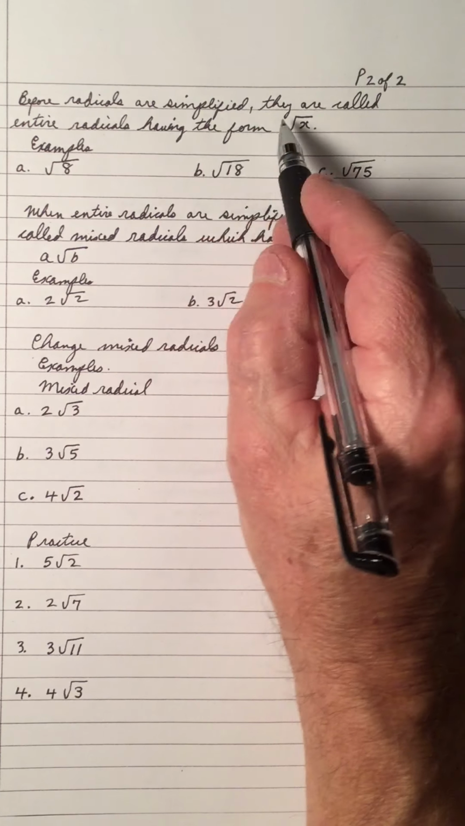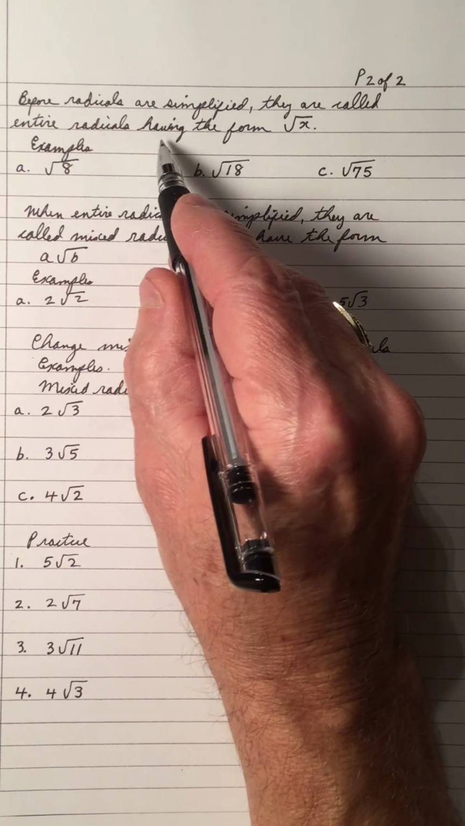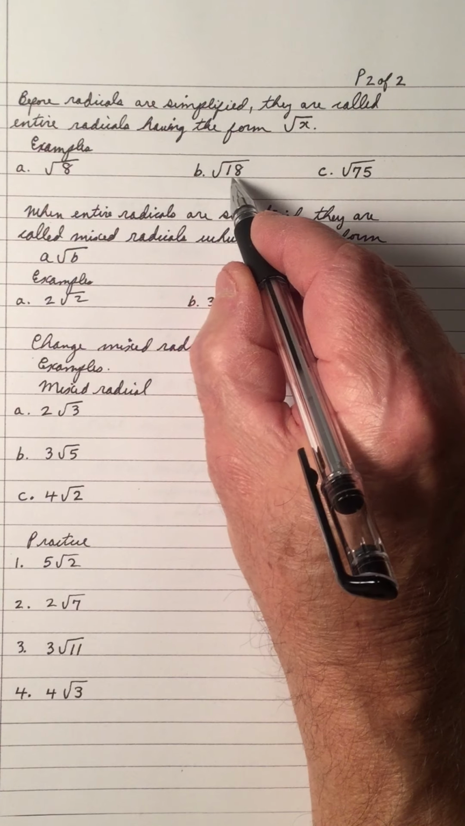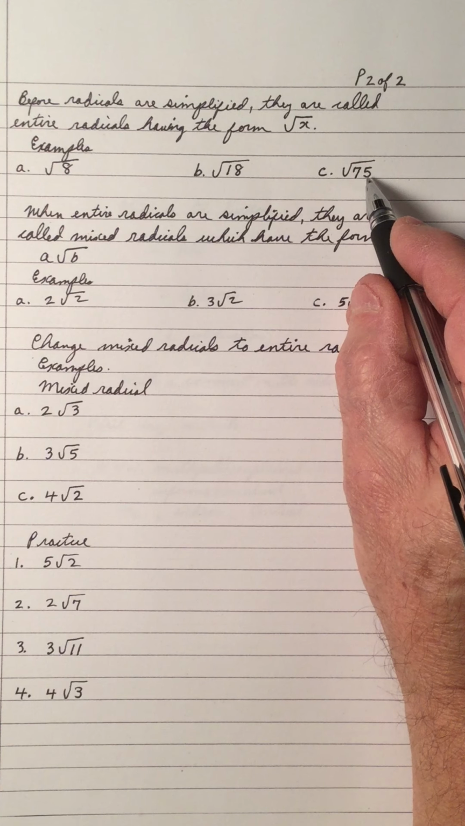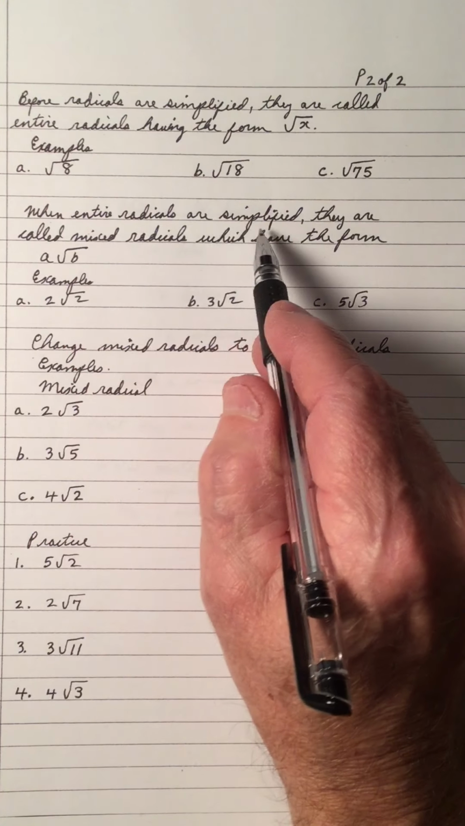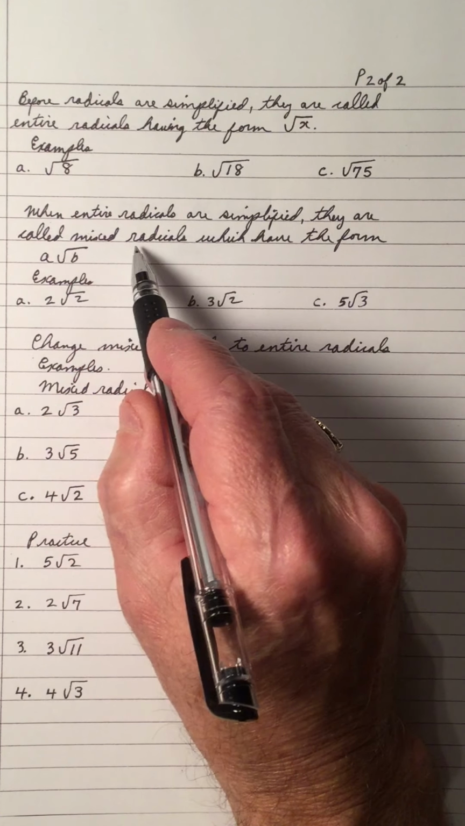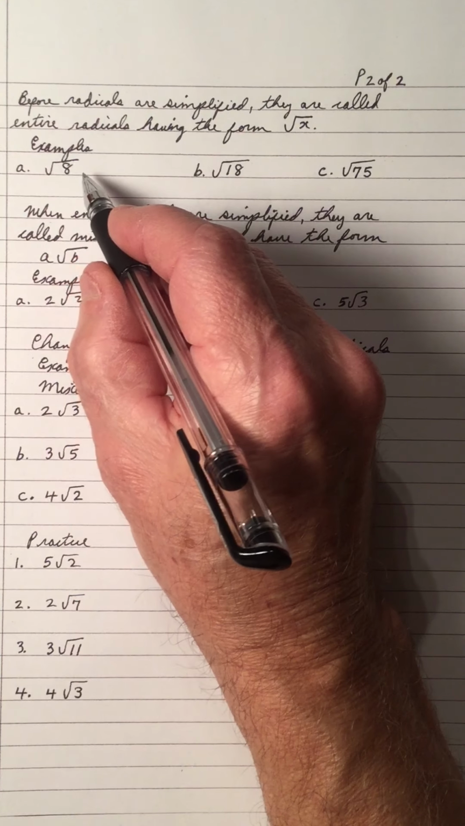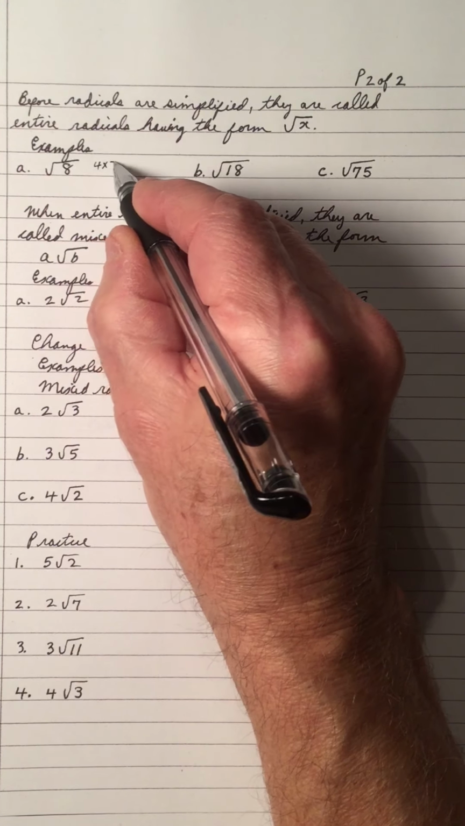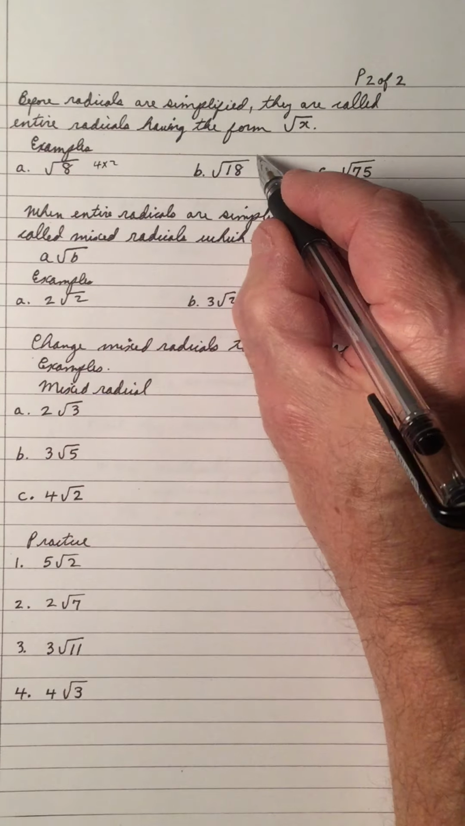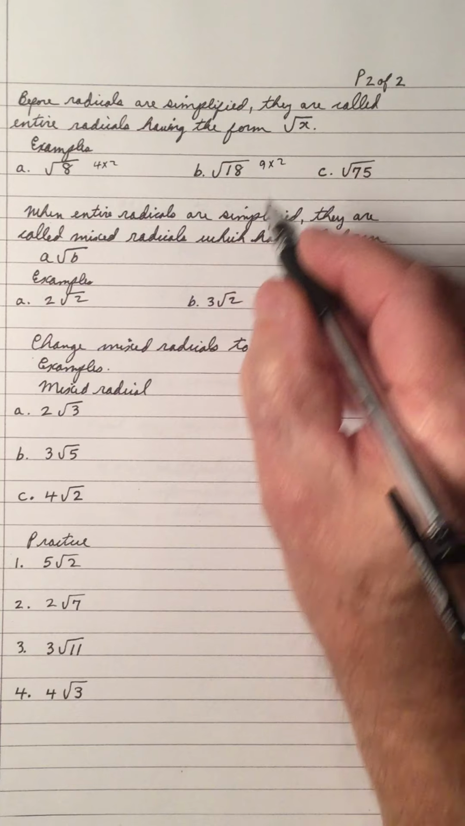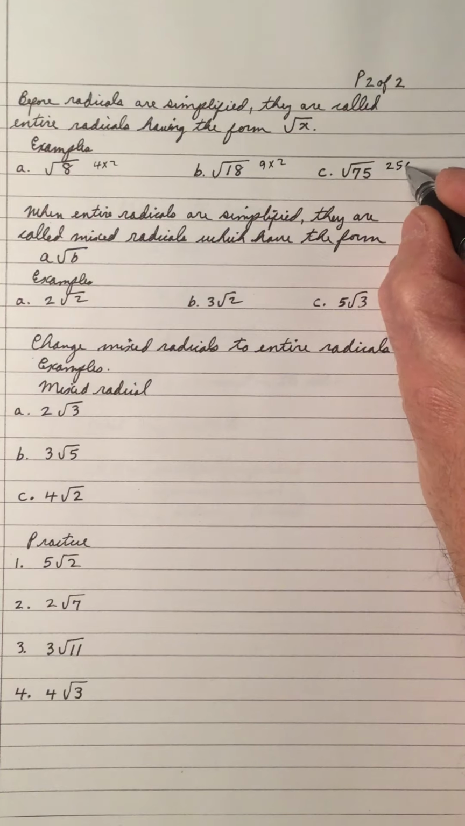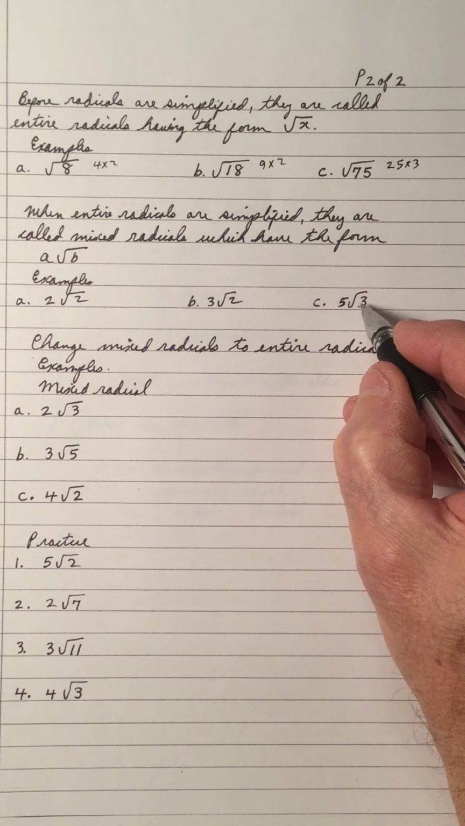Before radicals are simplified, they are called entire radicals, having the form of root x. So root 8, root 18, and root 75 are some examples. When entire radicals are simplified, they are called mixed radicals, which have the form a root b. Notice 8 is 4 times 2, so it's 2 root 2. 18 is 9 times 2, which is 3 root 2. 75 is 25 times 3, which is 5 root 3.